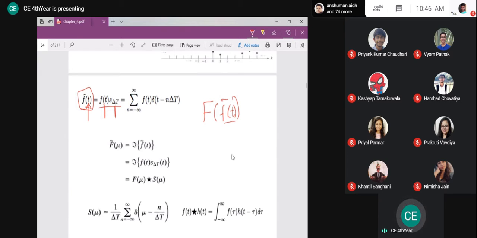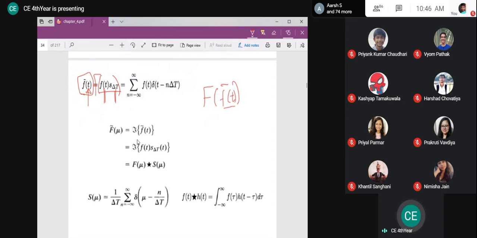What exactly happens if I am finding the Fourier transform of a sampled function? So the Fourier transform of this is nothing but the Fourier transform of this multiplication, because both functions are equal, right? And you know that the Fourier transform of a multiplication results into convolution in the frequency domain. You know that convolution theorem, what does it say? The Fourier transform of a multiplication results into convolution in the frequency domain.